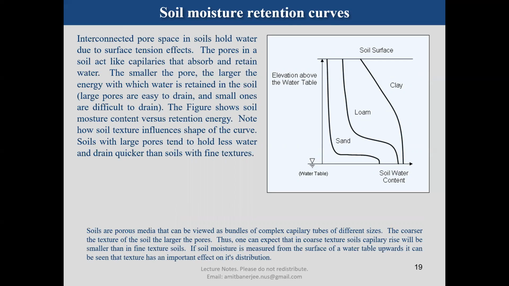In simple terms, soils are porous media that can be viewed as bundles of complex capillary tubes of different sizes. If you have a coarser structure or texture of the soil, the larger the pores, thus one can expect that in coarse structure soil, capillary rise will be smaller than in fine texture soils. If soil moisture is measured from the surface of the water table upwards, it can be seen that the texture has an important effect in the distribution.